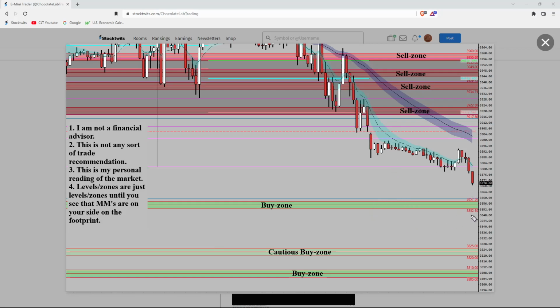And this buy zone right here ended up being, at least as of now, it is 1:45 market time, the low of day and provided a picture perfect entry, which I'll show you guys on the tape.